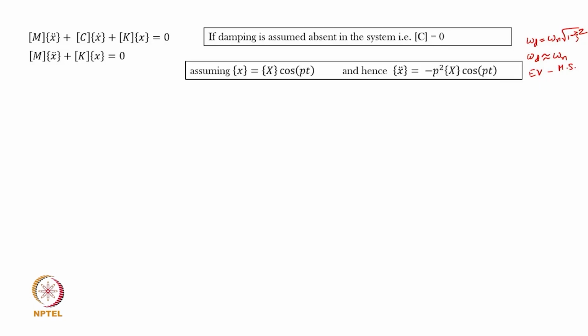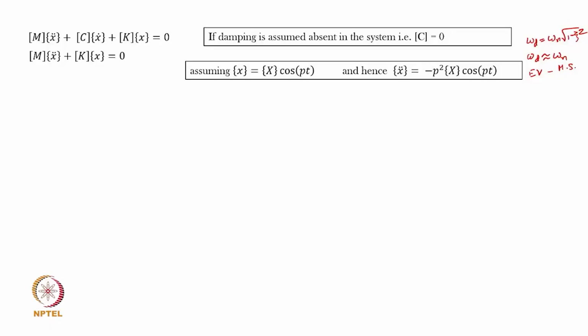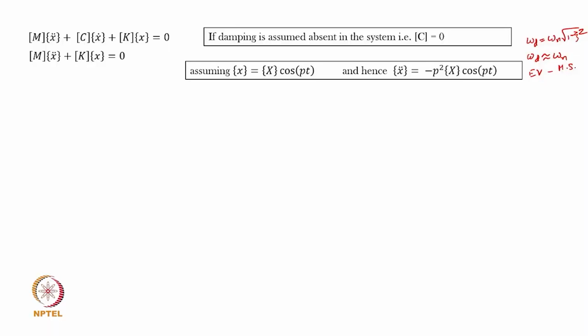Okay. Then all of us are aware that you can assume the solution to be x equal to capital X e to the power nu t, using that exponential quantity as an assumed solution. Or, if you are sure that it is going to be an oscillatory system, comfortably you can use the assumed solution x equal to capital X cos p t. That is what we have done in the 2 or 3 degree of freedom systems as well.